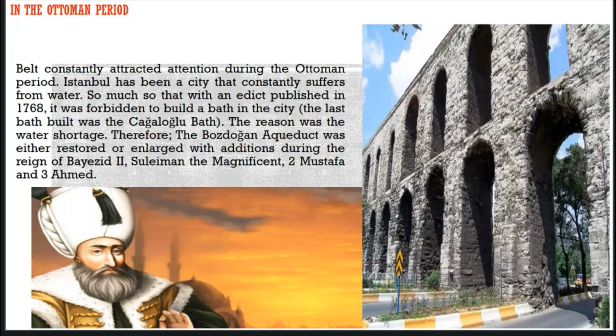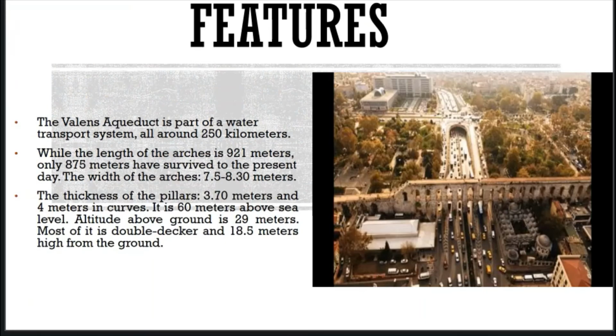In the Ottoman period, the aqueduct constantly attracted attention. Istanbul has been a city that constantly suffers from water shortage. So much so that with an edict published in 1768, it was forbidden to build a bath in the city. The last bath built was the Çağaloğlu bath. The reason was the water shortage. Therefore, the Bozdoğan Aqueduct was either restored or enlarged with additions during the reigns of Second Beyazıt, Magnificent Süleyman, Second Mustafa and Third Ahmet.